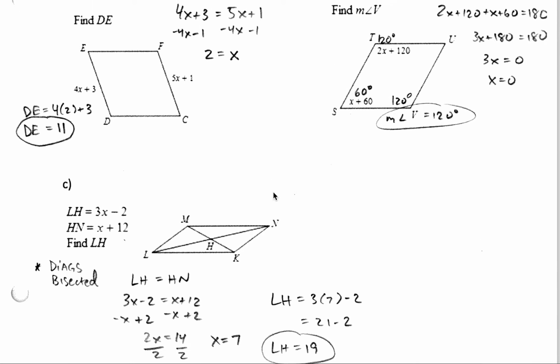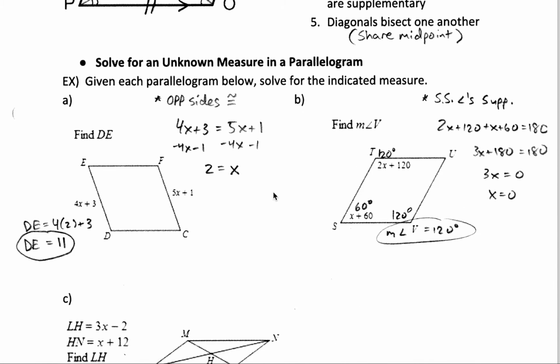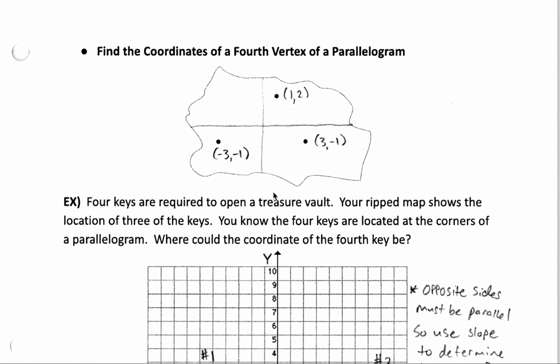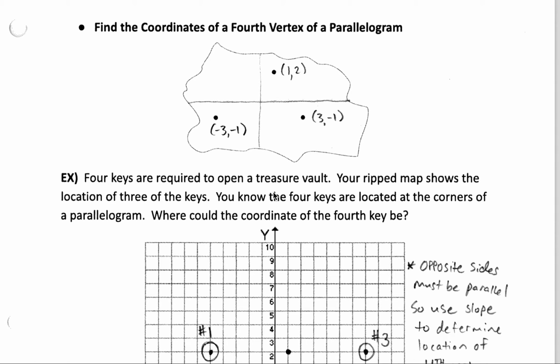All right, so that's how you play around with those properties and solve for unknown measures in a parallelogram. One last thing, a little bit of a challenge here. Given 3 coordinates, or 3 vertices, of a parallelogram, how can we locate a 4th possible vertex? So in this example, we're going to pretend that we were given a treasure map and it was partially ripped. We were given 3 of the coordinates, but that 4th one was ripped off somewhere. So how can we find the 4th coordinate?